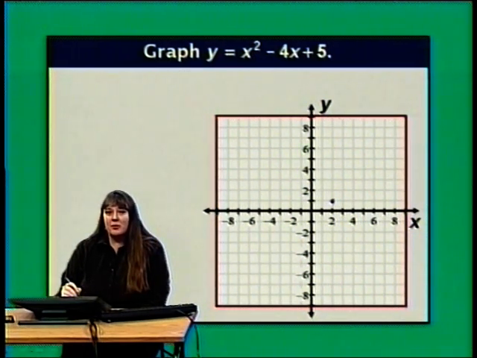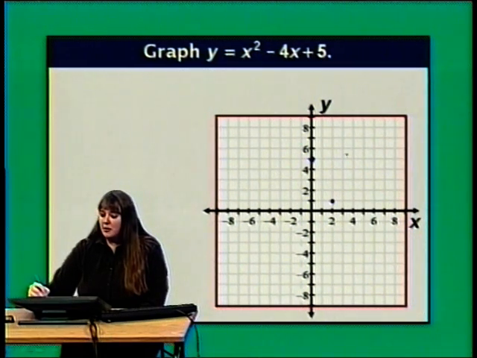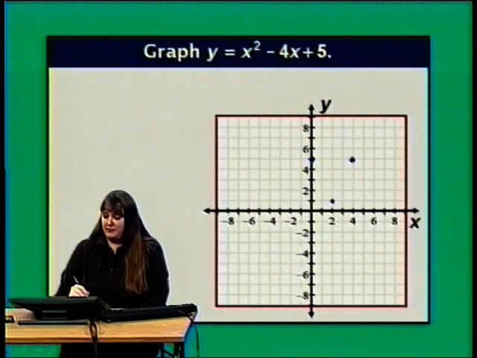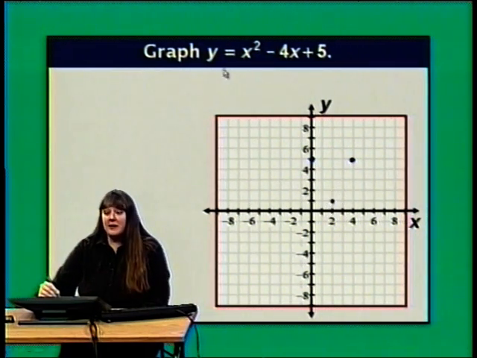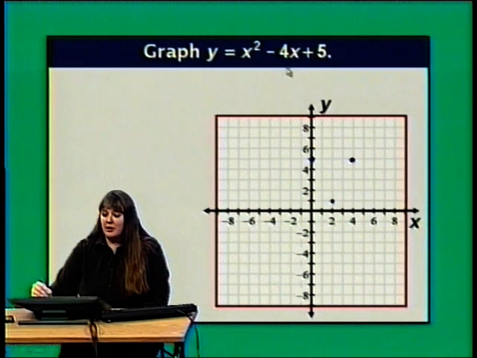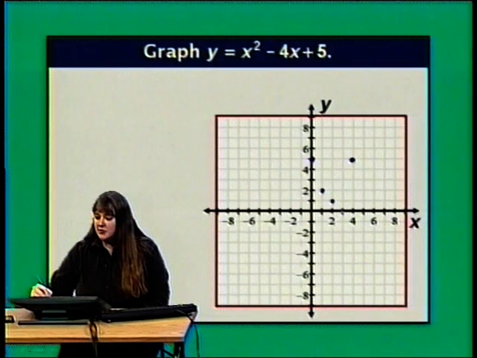Well, let's think about some more points on this graph. The vertical intercept's easy to find. That's (0, 5). And using symmetry, I need another point 2 units to the right of the axis of symmetry with the same y-coordinate of 5. So there's the point (4, 5). Well, what happens when x is 1? If x is 1, then y is 1 squared minus 4 times 1. That's 1 minus 4, which is negative 3. Negative 3 plus 5 is 2. So I have the point (1, 2). By symmetry, I also have the point (3, 2).